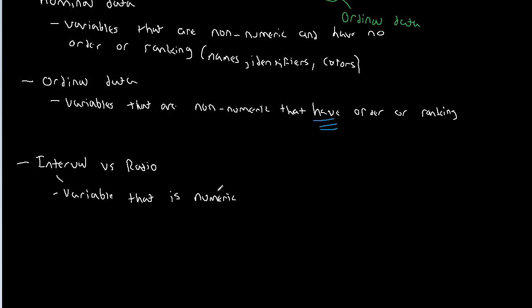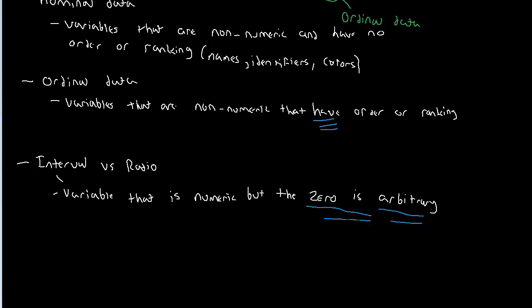Now the difference here with interval is it's numeric data, but the 0 is what's called arbitrary. I'm going to underline arbitrary here. I'm going to underline 0 is arbitrary.